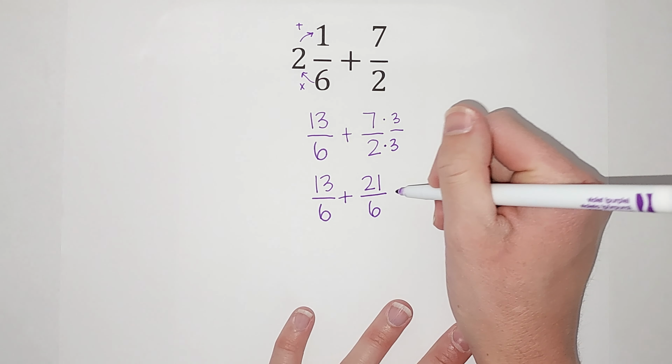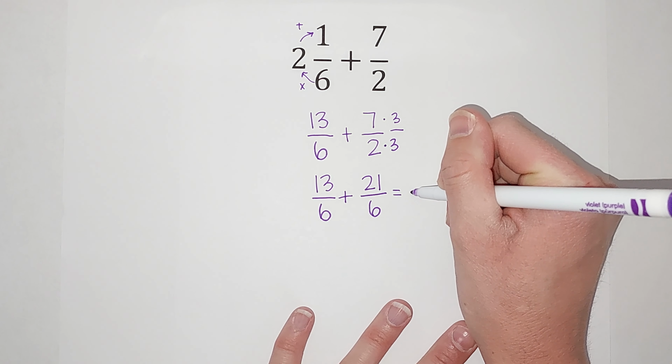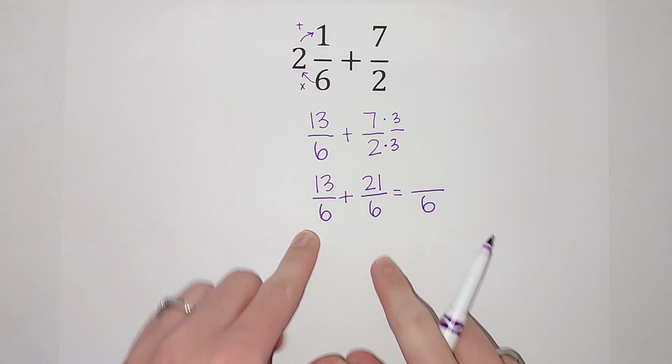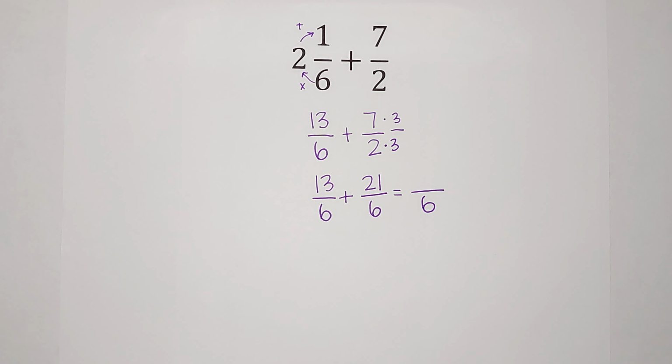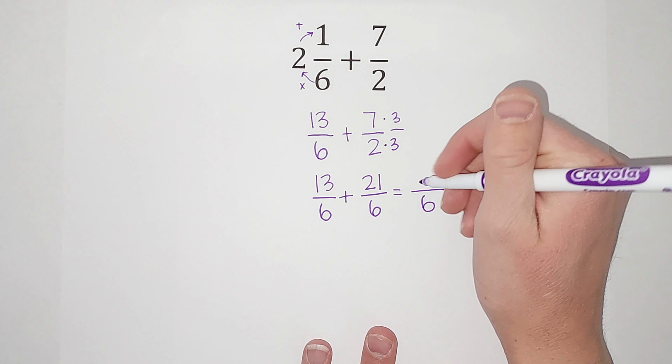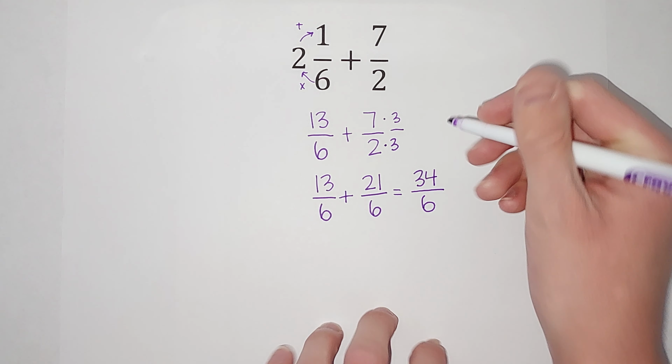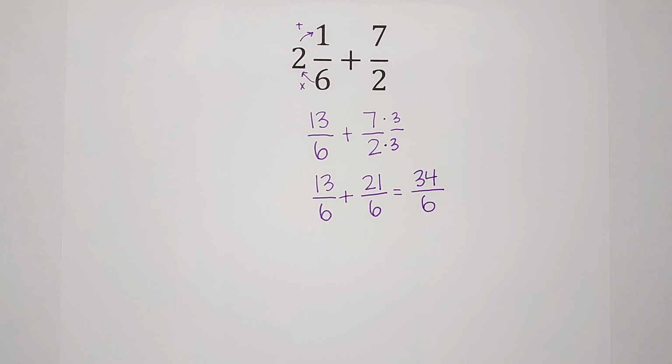All right, now when we add fractions, the bottom number stays the same. That's why it needed to be the same, right? And then I go ahead and add my numerators or the top numbers. And when I add those, I get 13 plus 21 gives me 34. Okay, so my answer is 34/6, but I always want to simplify, okay?